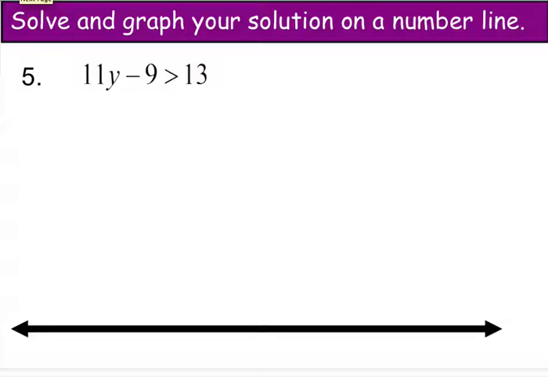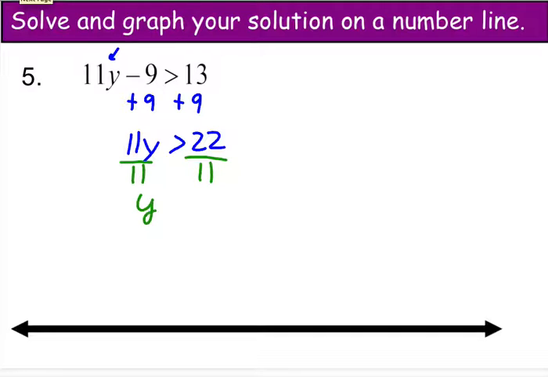Well, solve just like you would an equation. We're going to get rid of the negative 9 first, because 11 is attached to the y. That's your variable term. So get your variable term by itself. Adding 9 to both sides, I get 11y is greater than 22. Finally, just dividing both sides by 11, I get y is greater than 2. I don't have to flip my inequality because I didn't divide or multiply both sides by a negative.